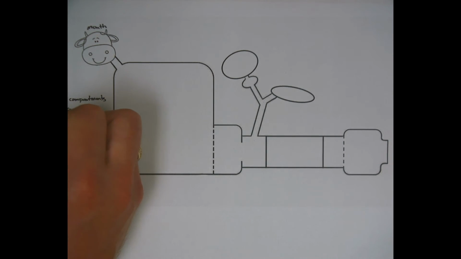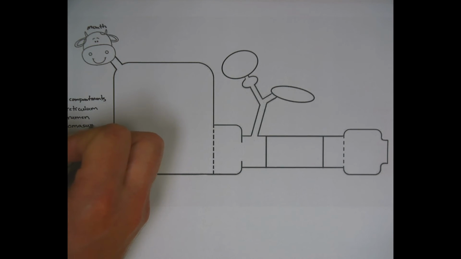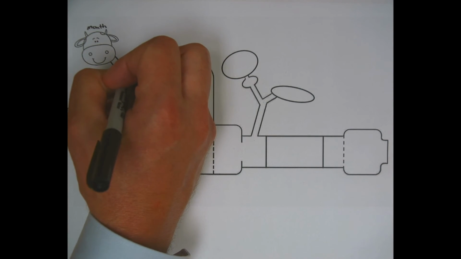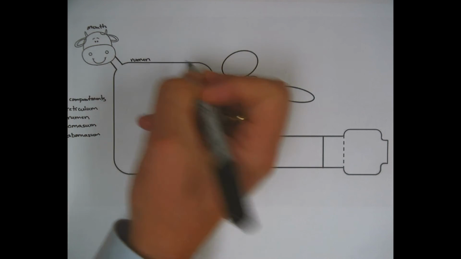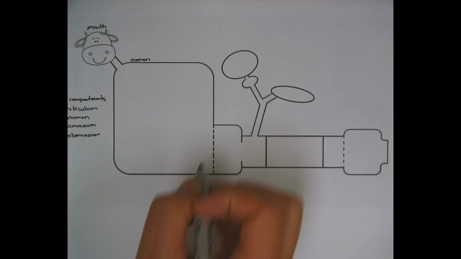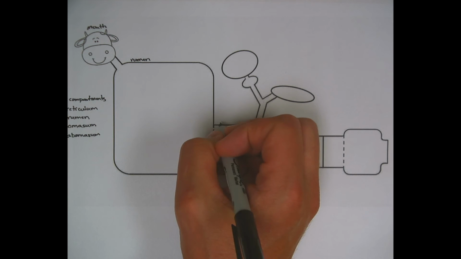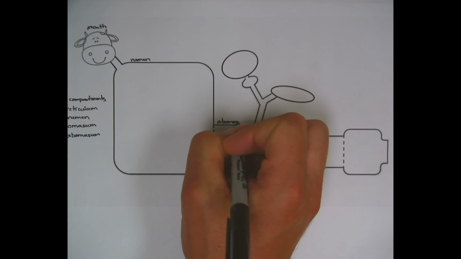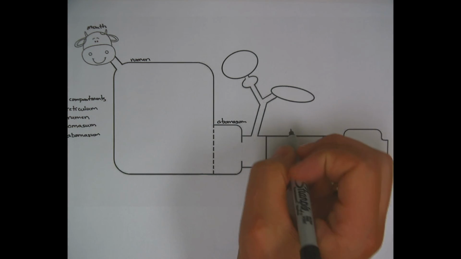we have the reticulum, the rumen, the omasum, and the abomasum. And on all the subsequent drawings, we'll label this the rumen, because like we said, the rumen and the reticulum are fairly similar and kind of one compartment separated just by a pillar. This is the abomasum, and we'll talk about what each one does here in a second.